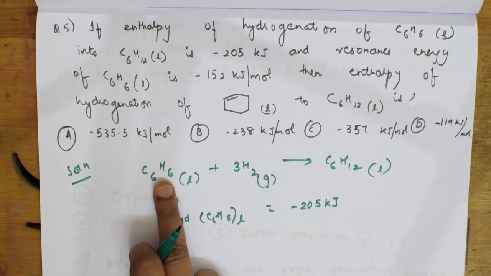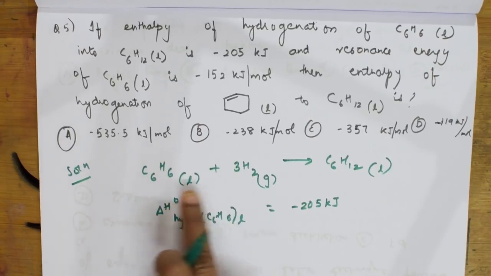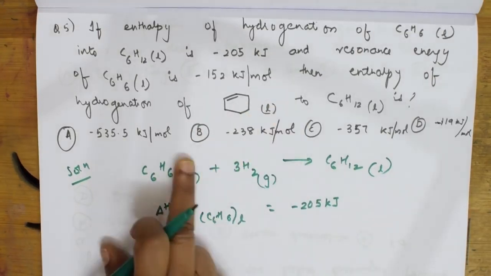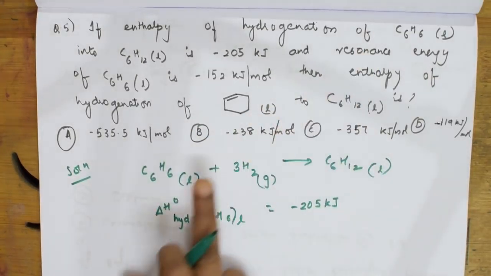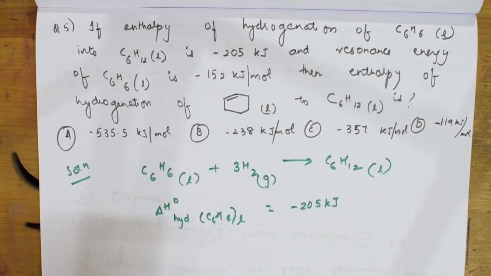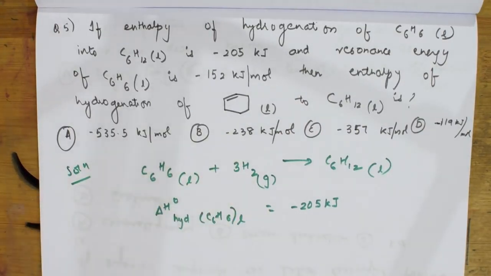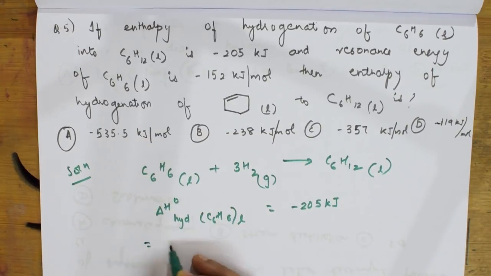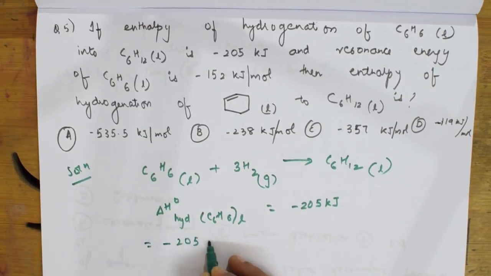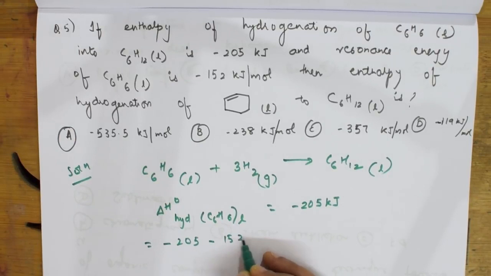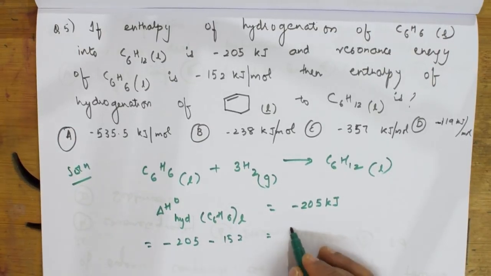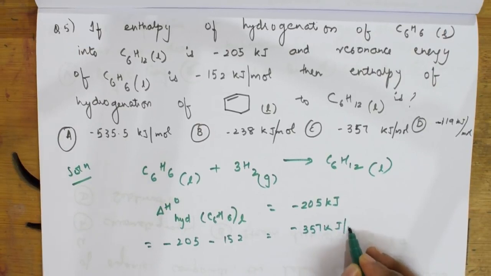So heat evolved for hydrogenation of 3 bonds, how much is evolved? Because of resonance, I have to add the resonance energy, and to add 3 hydrogens, what is the heat evolved? I have to write it. So let's come back: I'm going to add minus 205 minus 152. How much will this come to? This will come to minus 357 kilojoule per mole.